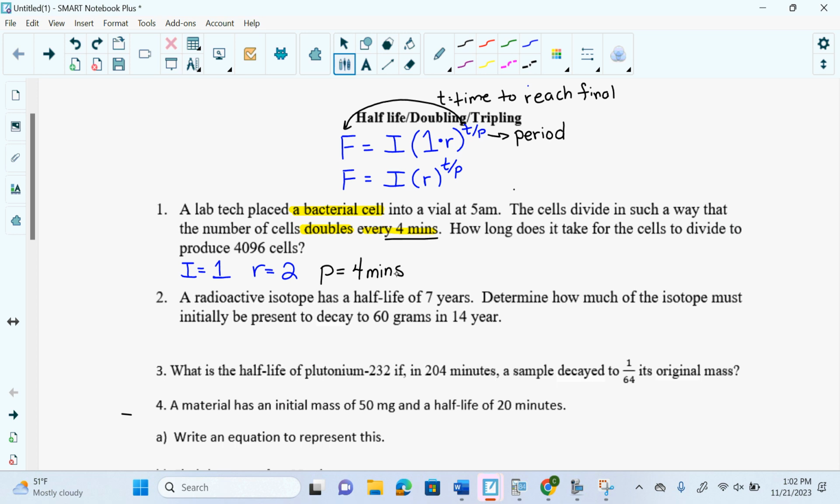Now how long does it take to produce 4096? What's this? Final. And now it's asking you how long does it take to get to final, isn't it? It's saying how long does it take to get to 4096. So it's asking you for how long to final, correct? So what am I missing? The little t. Time to reach final.